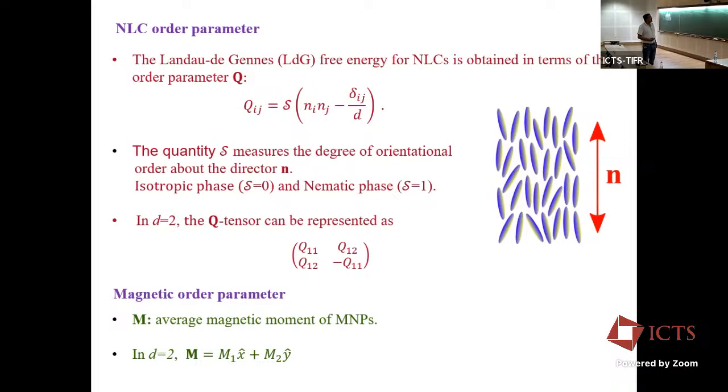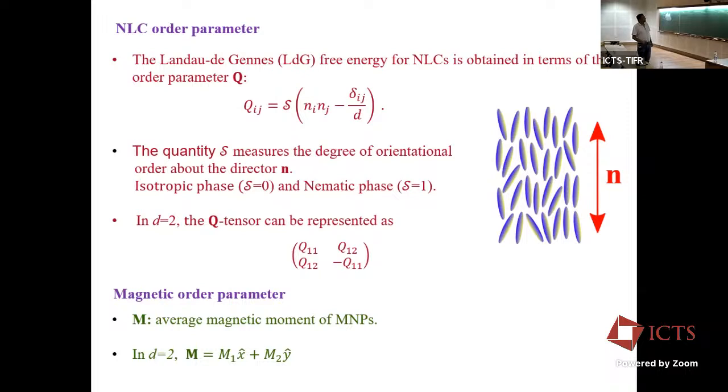The quantity S, the magnitude of Q, measures the degree of orientational order about the director n hat. In the isotropic phase, S is 0, and in the nematic phase, S is some large number, 1 in some units, basically. For simplicity, I'm going to stick to 2 dimensions. The formalism works for arbitrary dimensions, but it's just easier to present it in 2D. So in 2D, the Q tensor is just that, and because it's traceless, that is equal to minus that, and because it's symmetric, that is equal to that. So basically, the Q tensor is represented by 2 parameters in 2 dimensions.